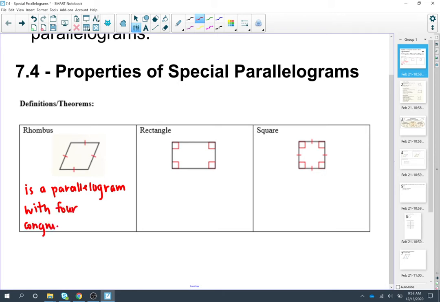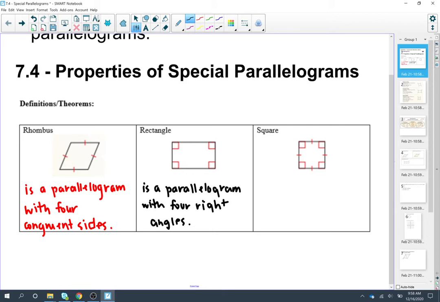So a rhombus is a parallelogram with 4 congruent sides. So I like to think of a rhombus as a square that got hit by a bus. So picture that, a square got hit by a bus, so he's slanted. A rectangle is a parallelogram with 4 right angles. So he is a very straight parallelogram.